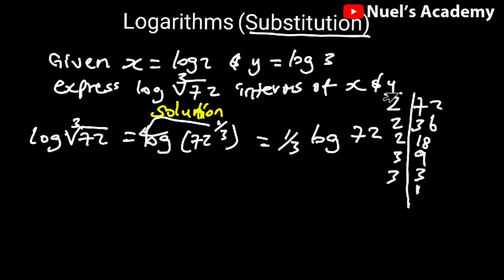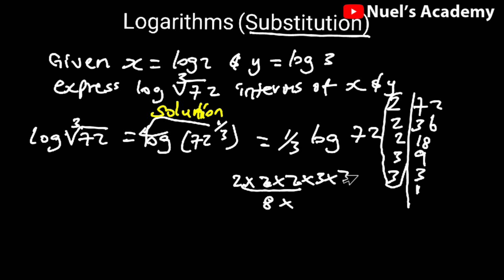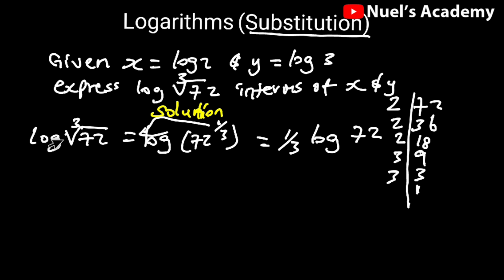So we are going to multiply all these numbers. It's going to give us 2 times 2 times 2 times 3 times 3. Now 2 times 2 times 2 is going to give us 8, because 2 times 2 is 4, 2 times 4 is 8, then 3 times 3 is 9. So 72 is the same thing as 8 times 9. So this becomes 1 over 3 log 8 times 9.